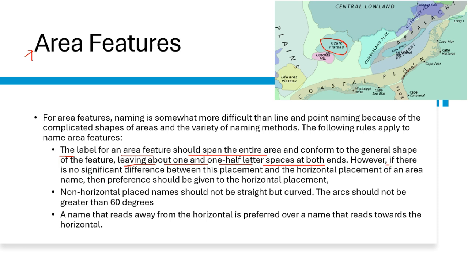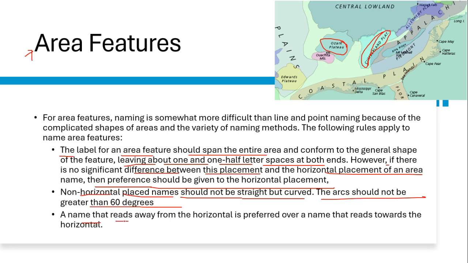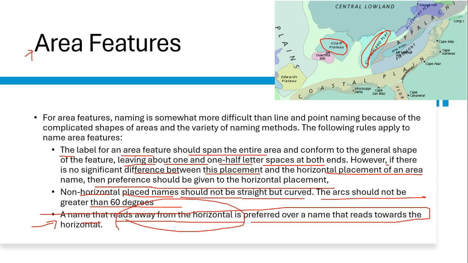However, if there is no significant difference between this placement and the horizontal placement of an area name, preference should be given to the horizontal place. Non-horizontal place names should not be straight but curved. Like here is a non-horizontal feature, so this is not straight but written in a curved manner. The arc should not be greater than 3 degrees. A name that reads away from the horizontal is preferred over a name that reads towards the horizontal. So you should always label the name that reads away from the horizontal.